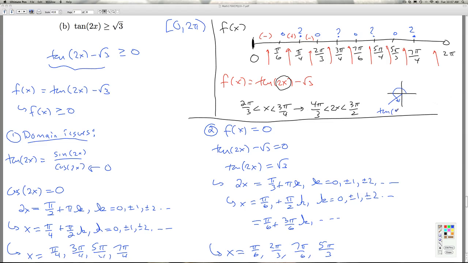Now I know that the tangent at 4 pi over 3 is radical 3 because in quadrant 3 we have a positive tangent because the x and y coordinates are both negative. And as I move into 3 pi over 2, that's going to increase, which means that this is a positive number.